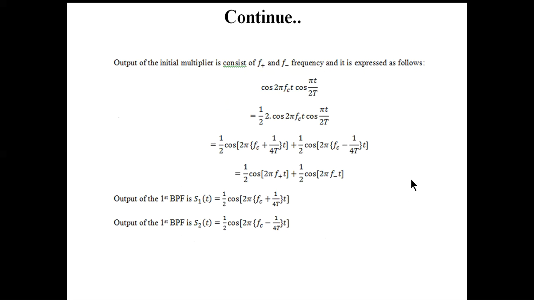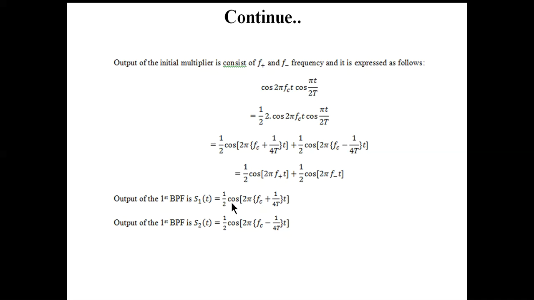Now let's see the mathematical formula. First, the initial multiplier output is cos(2 pi fc t) into cos(pi t by 2T). It can be expressed like this: half into 2 cos(2 pi fc t) into cos(pi t by 2T), and using trigonometry this is expressed as half cos(2 pi fc t plus pi t by 2T) plus half cos(2 pi fc t minus pi t by 2T). So in the first component, there are two cosine signals: the first has the frequency f plus, and the second has the frequency f minus.